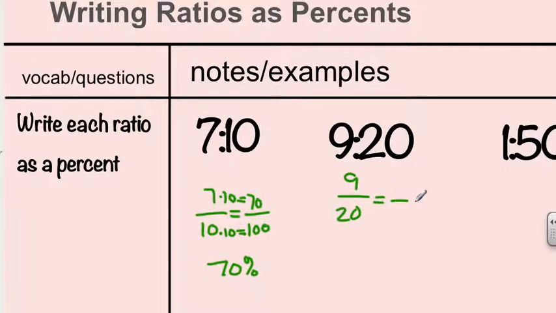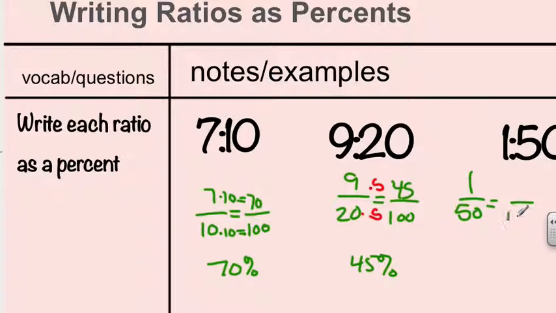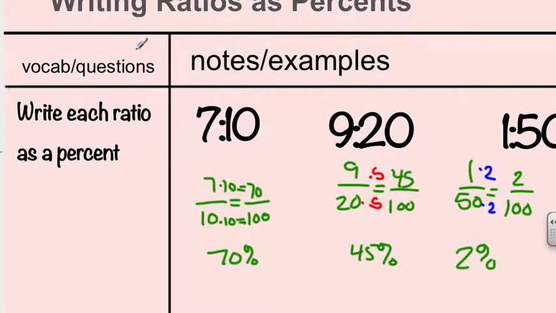9/20, again, compare it to 100. How do I turn this into 100? Times 5, times 5. 9 times 5 is 45, so 45%. 1/50. How do I turn 1/50 into a percent? Compare it to 100. How do I get 50 to 100? Times 2, times 2. 1 times 2 is 2. 2/100, or 2%. All you have to do is continually, over and over, compare it to 100.